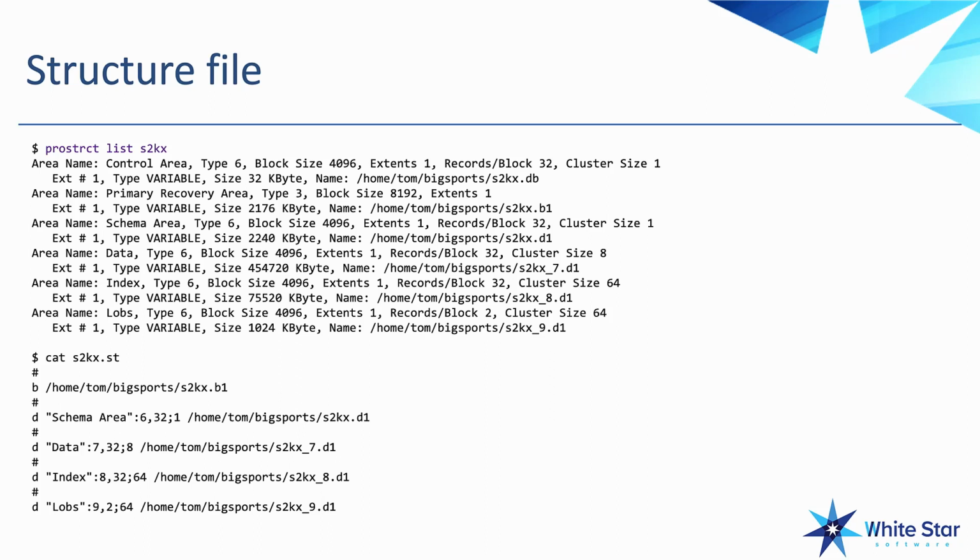You can get the structure file, the current structure file, with a prostruct list. So the command is prostruct list, then the database name. That will output directly to the screen, as well as create a new file called dbname.st, which has the record of how your structure is laid out in it. This is very important, particularly if you're doing certain operations like a restore, or maybe you're changing the location of some of the extents, so you might want to do a prostruct repair to have that structure available.